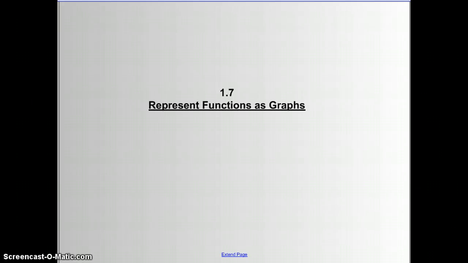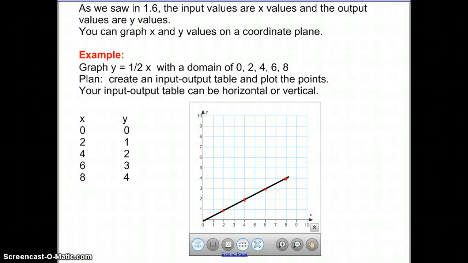Lesson 1.7 is representing functions as graphs. As we saw in 1.6, the input values are the x values and the output values are the y values. You can graph x and y values on a coordinate plane. The example here is asking you to graph y equals 1/2 x. They tell you what the domain is. Remember, those are the x values or the inputs.